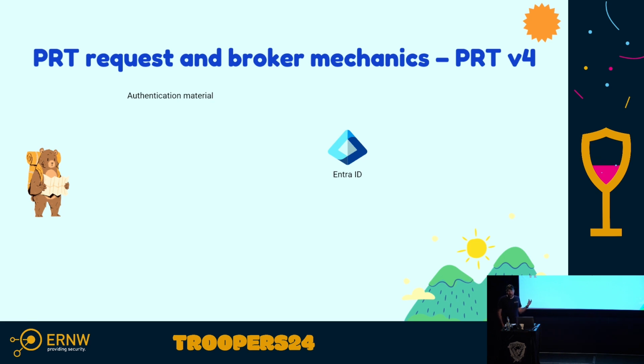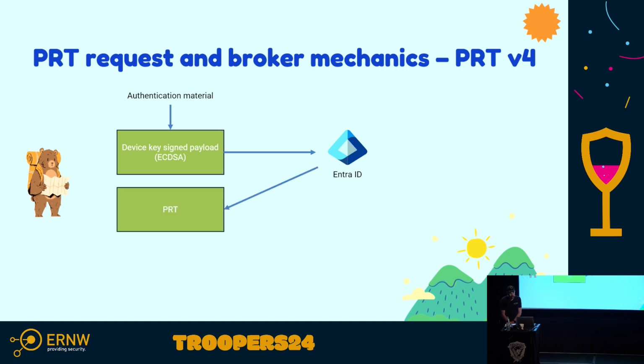But again, we start by authenticating. So you log in to your device or to the Intune company portal app. And then it's actually going to register your device. And then for the PRT request, it's going to send a payload that is signed with ECDSA, or elliptic curve digital signature algorithm. So it's basically the equivalent of an RSA signature on the payload, but now with elliptic curve keys. And then it gets back a primary refresh token.